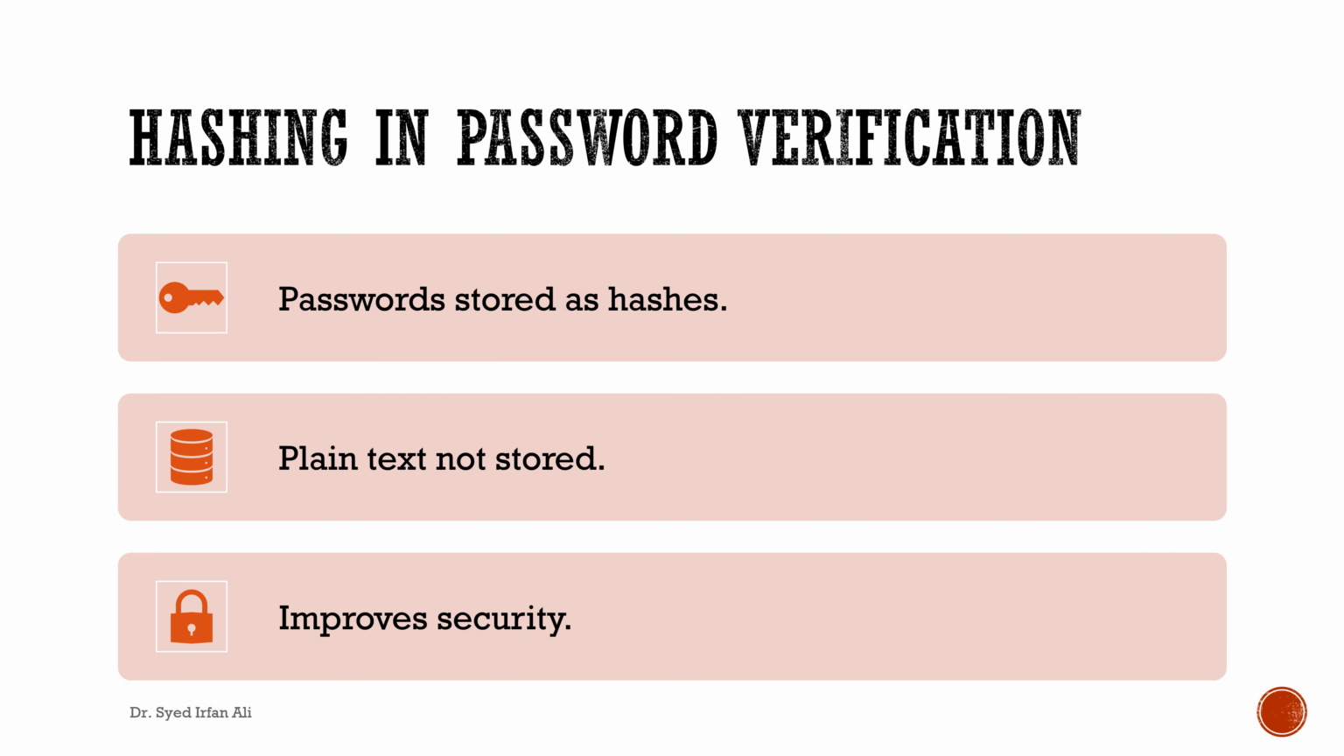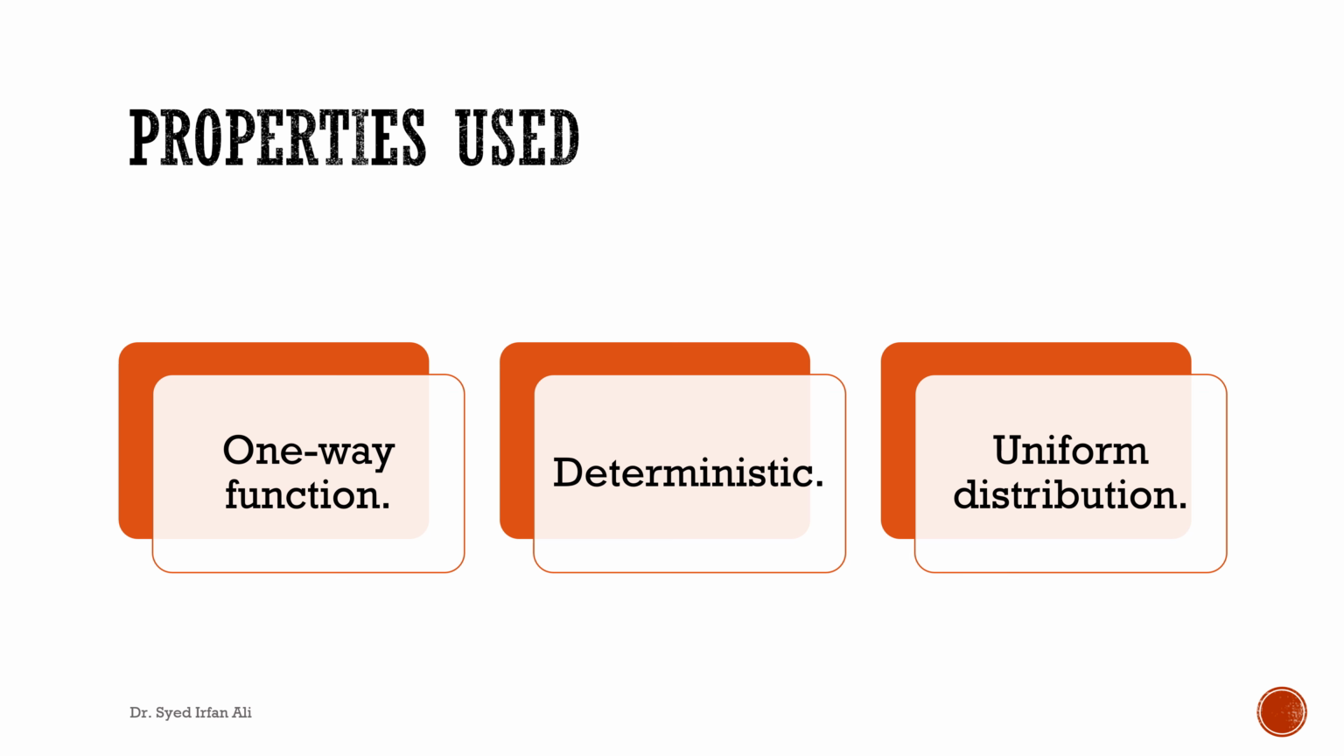Next important application is password verification. Passwords are never stored in plain text. Instead, they are converted into hash values and stored. This improves security and protects user data. Password hashing uses special properties. It is a one-way function, meaning it cannot be reversed. It is deterministic, so the same password gives the same hash. It also gives uniform distribution to avoid patterns.